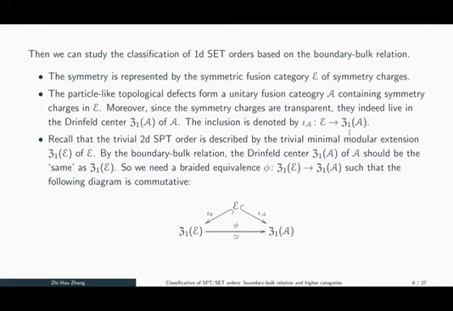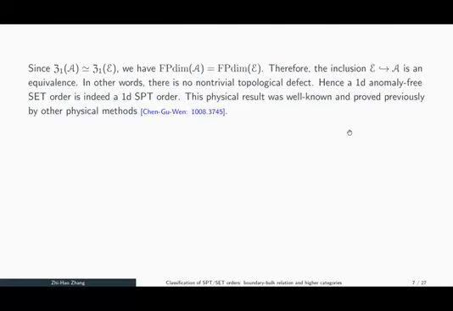Now we have this equivalence from the Drinfeld center of A to the Drinfeld center of E. Therefore the global dimensions should be the same. This tells us the inclusion from E to A is an equivalence. What does it mean? It means there is no non-trivial topological defect. So the 1D anomaly-free SPT orders are all 1D SPT orders. Here SPT simply means that A is equal to E. This is a well-known physical result, proved previously by other physical methods.